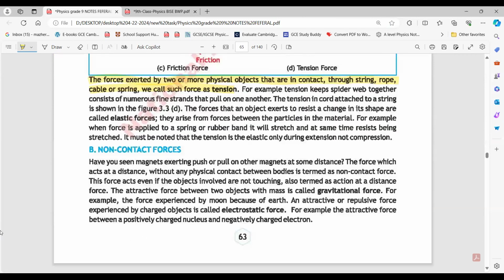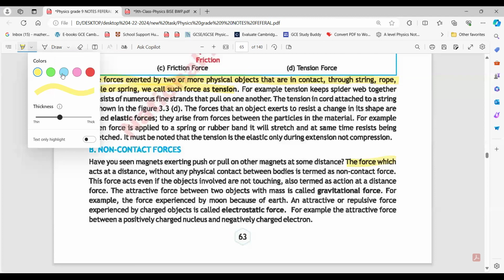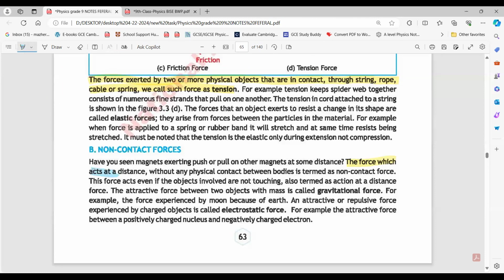They have only discussed the non-contact forces. So contact will be the opposite, okay? Here's the definition. The force that acts at a distance without any physical contact between bodies is termed as non-contact force. This force acts even if the objects involved are not touching, also termed as the action at a distance force. Examples are gravitational force and electrostatic force.